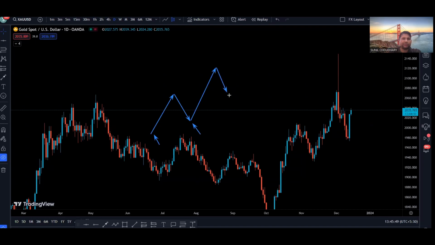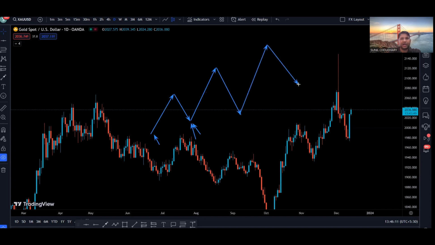When we talk about the pullback, the pullback can be to this recent broken area, which is kind of a break and retest, or we can make a pullback to somewhere in the middle between this support and this support, or we can make a pullback all the way to this support area, but that should be higher than the previous low to confirm that it's an uptrend.